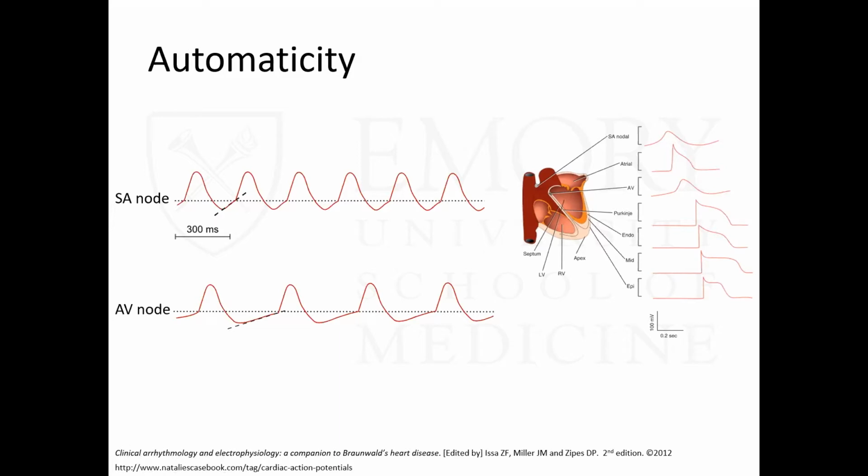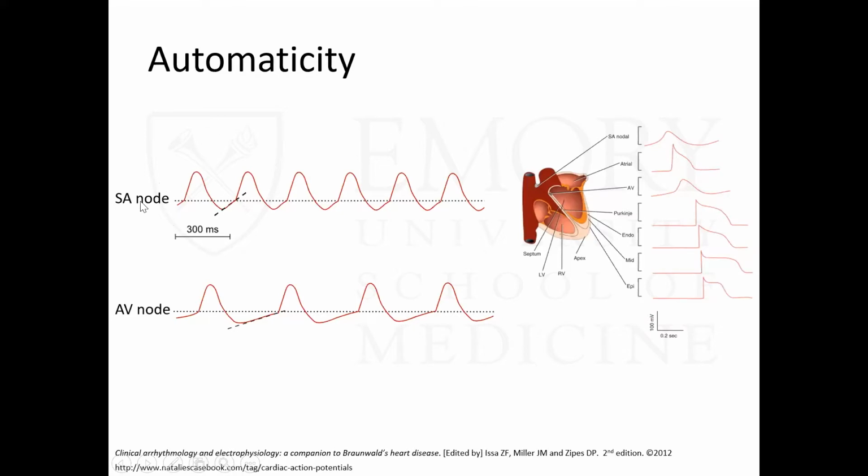One is automaticity. And what automaticity means is that there are certain cells inside the heart, certain myocytes, and this is true both in the atrium and in the ventricle, that have this ability of phase 4 depolarization, meaning when the membrane is all the way down at -90 at that resting membrane potential, they tend to spontaneously depolarize and initiate another action potential. And that phase 4 spontaneous depolarization is known as automaticity.